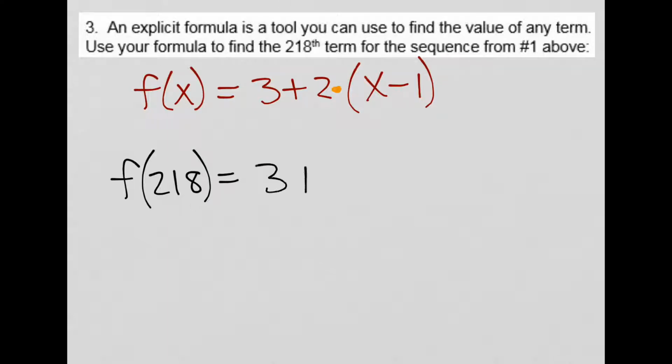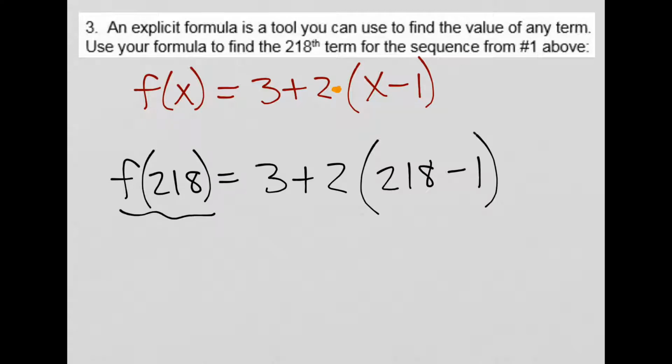It's going to equal 3 plus 2 times 218 minus 1. I'm just going to evaluate this function when x is 218. I know you know how to do that. We have been doing that all year so far. Evaluate a function, add a value. So then we don't have to do anything right here. That's just telling us again what we're finding. It's like the name of the answer.